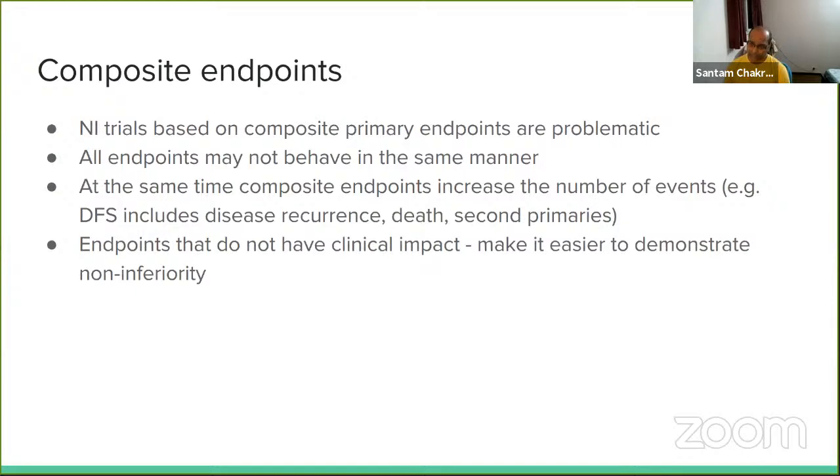And what is composite endpoint? For example, disease-free survival. It includes events like disease recurrence, deaths, second primaries, and so on. Now, you may have an intervention which reduces disease recurrence but increases second primary. The composite endpoint will actually mask this. Especially composite endpoints which do not have a clinical impact make it easier to demonstrate non-inferiority.